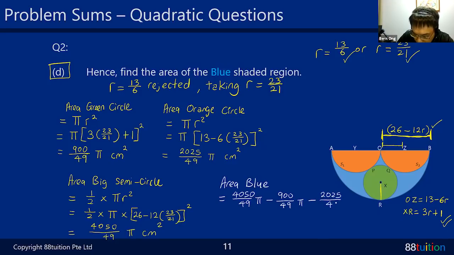2025 over 49 pi. You can leave your answer in terms of pi first, then later we times it in. 4050 minus 900, and the numerator you can minus 2025. Therefore you're left with 1125 over 49 pi. You can press this out, divide by 49, then times your calculator's pi. You should get 72.12840. The question never says how many significant figures, so don't worry, give it to 3 significant figures. 72.1 cm square.